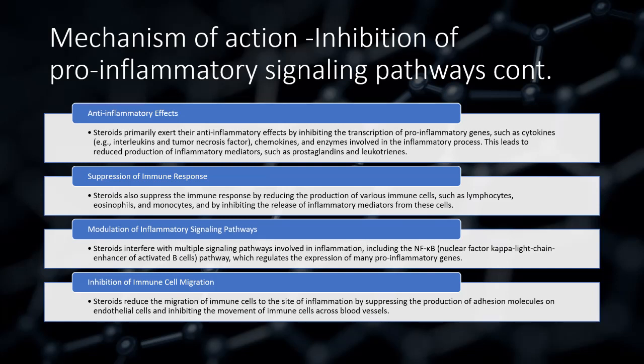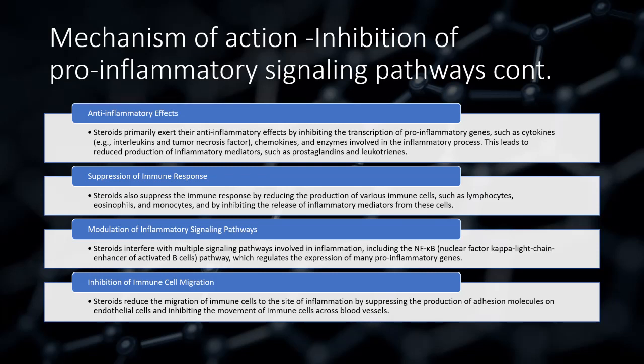This reduction in pro-inflammatory substances helps to alleviate inflammation and its associated symptoms. Suppression of immune response. In addition to their anti-inflammatory properties, steroids also suppress the immune response. They achieve this by reducing the production of various immune cells, including lymphocytes, eosinophils, and monocytes. Furthermore, steroids inhibit the release of inflammatory mediators from these immune cells. By dampening the immune response, steroids prevent excessive inflammation and immune activity, which can cause tissue damage.